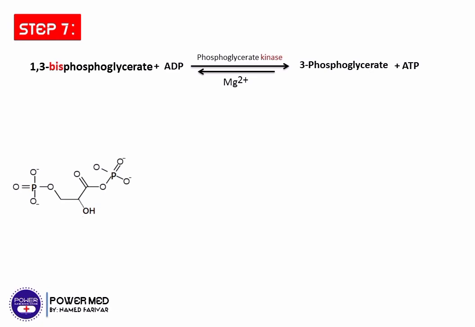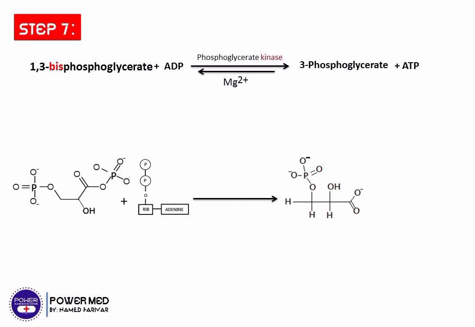Observing the structure, you can see here 1,3-bisphosphoglycerate that has 2 phosphate groups attached to it, and reacts with 1 molecule of adenosine diphosphate to lose one of its phosphate groups and makes 3-phosphoglycerate plus 1 molecule of adenosine triphosphate, which is catalyzed by the phosphoglycerate kinase.